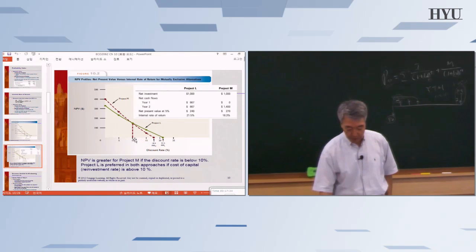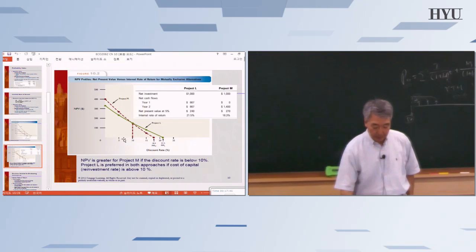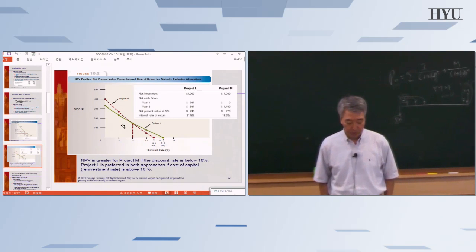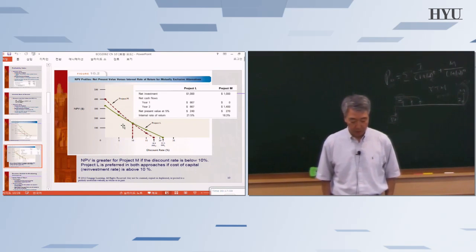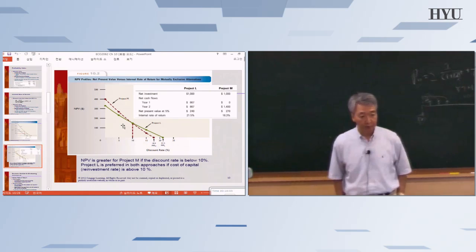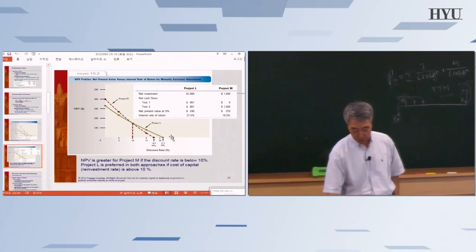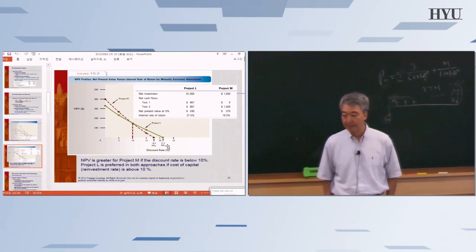But as long as the cost of capital is between 10 and 18%, you have a consistent result, whether you use the NPV or IRR criterion. But if the cost of capital is below 10%, then you have a problem. If you use the NPV criterion, you should choose project M. But if you use the internal rate of return criterion, then this green curve, project L, gives you a higher return, 21.5%. You see that conflict?